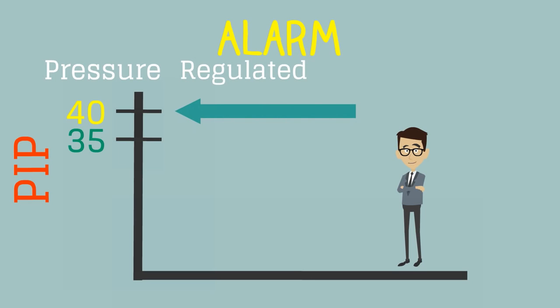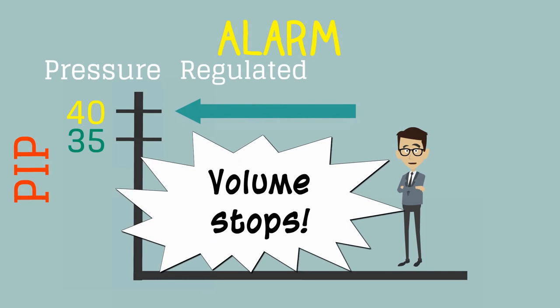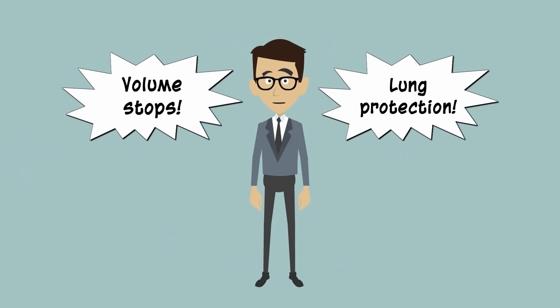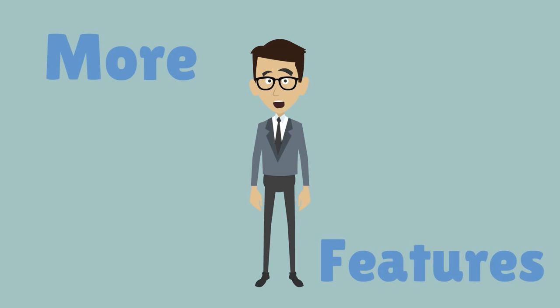It's trying to keep the pressure regulated. And if another breath is given and the PIP is 40, the ventilator will stop delivering volume and automatically switch to exhalation. And it will not deliver the entire volume because it would rather protect the lung from too high of a pressure. But there's two other unique features as well.